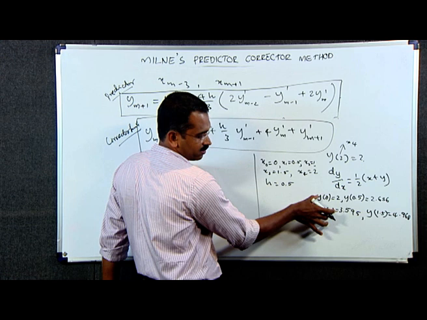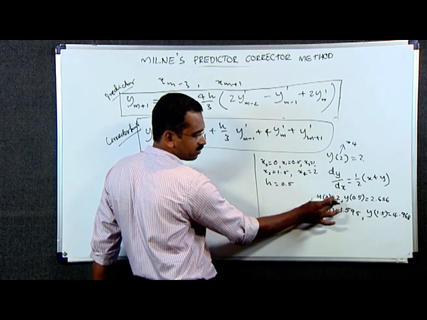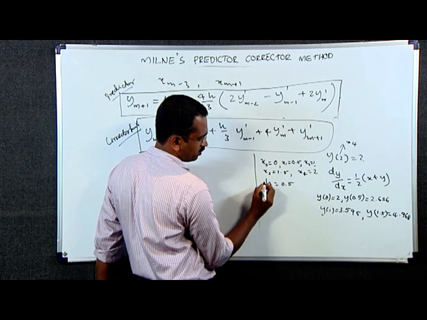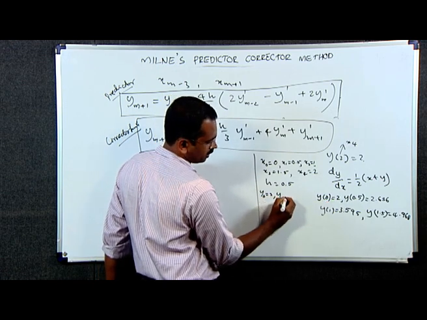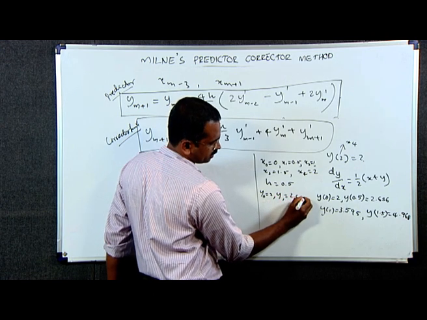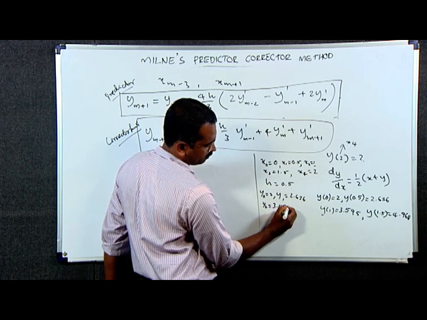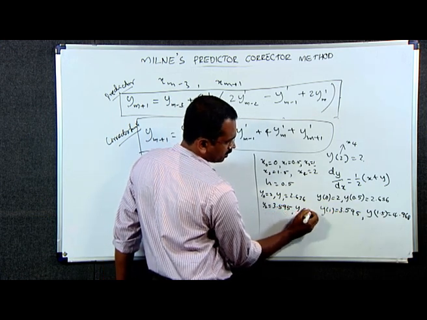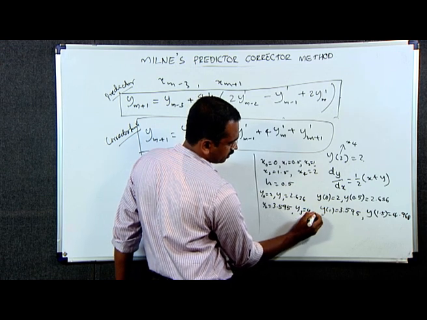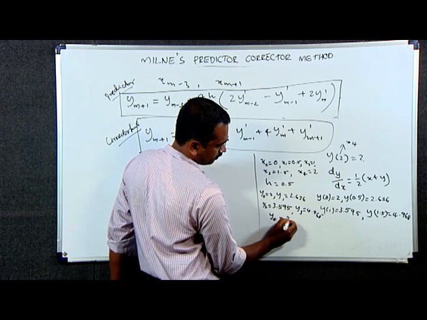From these values, we can write y0 is equal to 2, y1 is equal to 2.636, y2 is equal to 3.595, and y3 is equal to 4.968. We want to find y4.